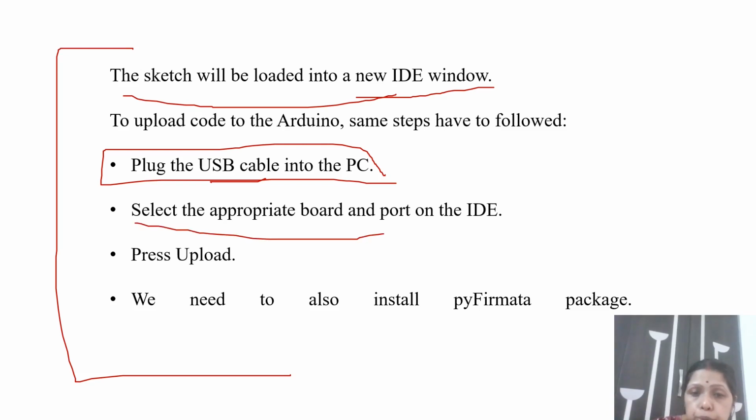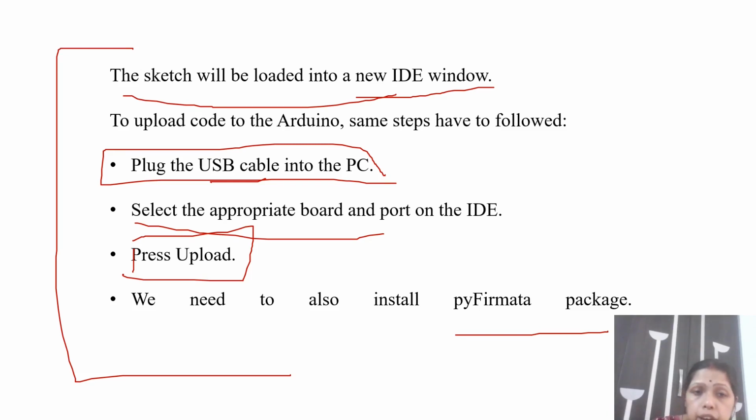Select the appropriate board. When you open the Arduino IDE, you have the option to choose the appropriate board and the port number on the IDE. You have to select accordingly. Then you have to write the code and press upload. Before that, you have to install the Firmata package.